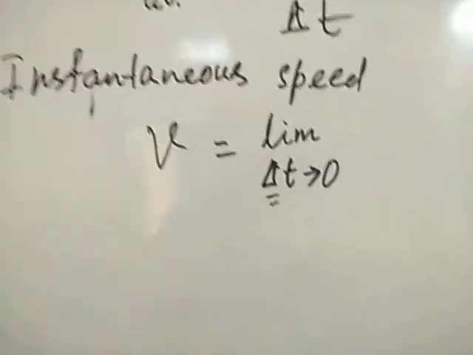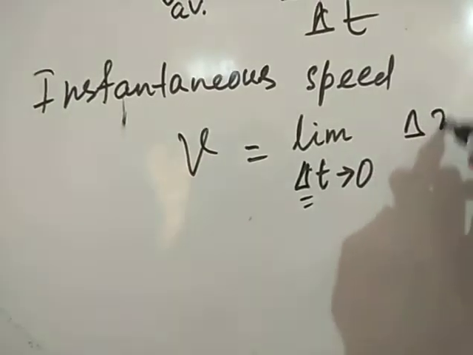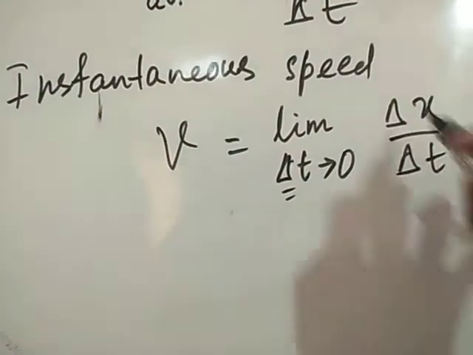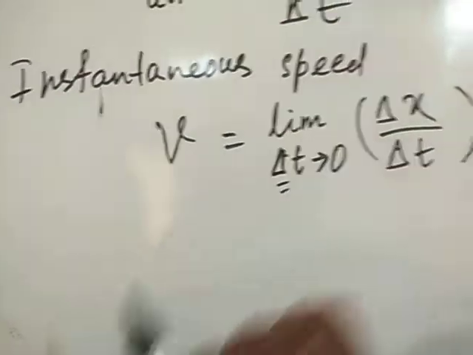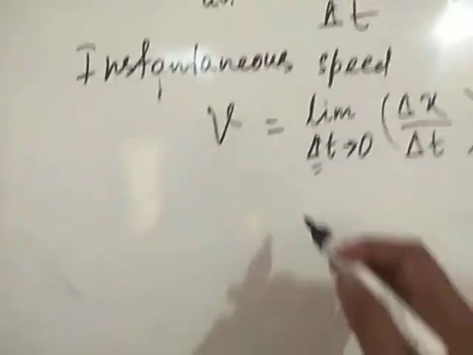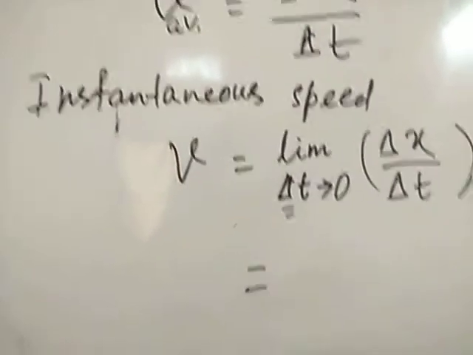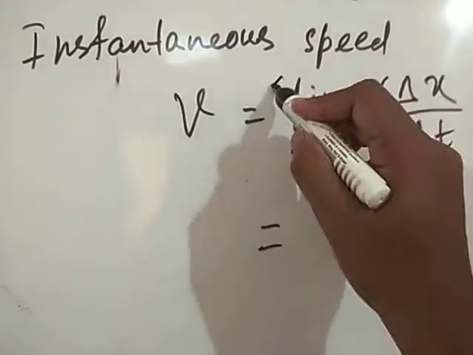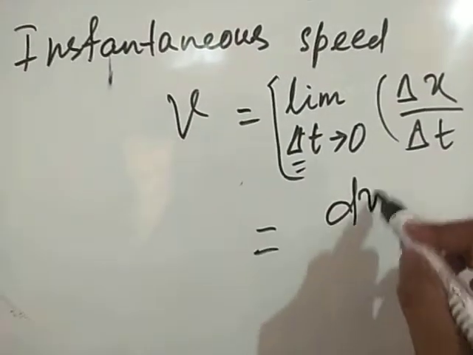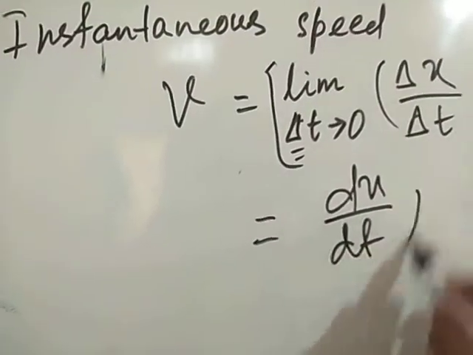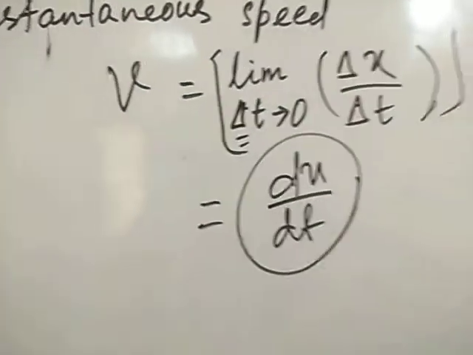And what do we have to do? Take the ratio. We are calculating that speed, but within a short time interval. That is called instantaneous speed. In mathematics, when you study limit and derivative, this term will be converted into dx by dt. This is called exact differential or derivative.